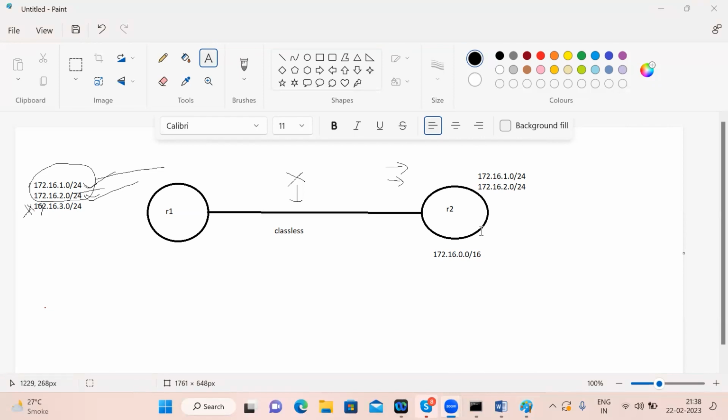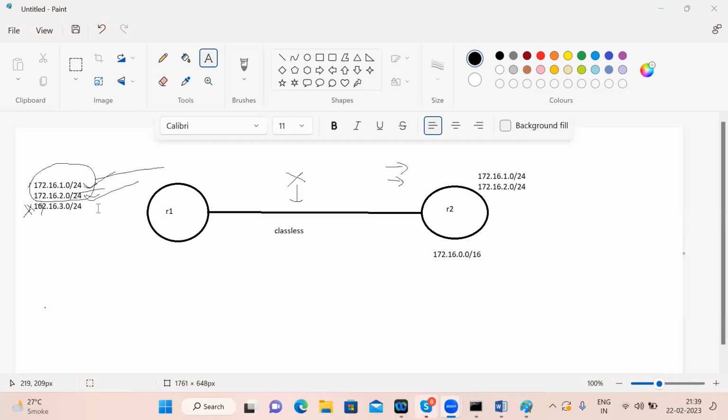Is it complete or incomplete? Complete information. So what will Router 2 do? Router 2 will store as it is whatever it gets from Router 1 in its routing table, without any more information about routes. In this case, Router 2 will only be able to reach 1.0 and 2.0, not 3.0.